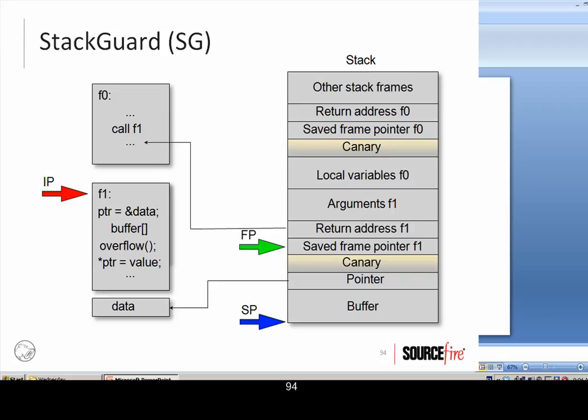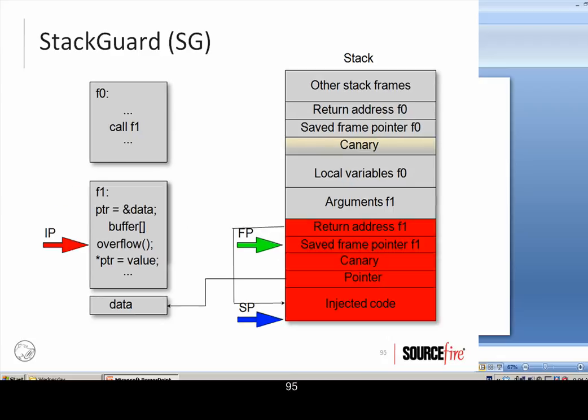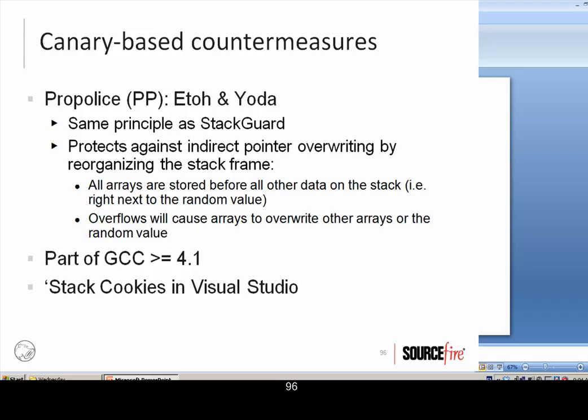So we saw earlier indirect pointer overwriting, because we couldn't overwrite the saved frame pointer in this case. So this was actually the canary that we couldn't overwrite. To bypass this, what attackers did was overflow the buffer, overflow the pointer and make that point to the return address, and they bypassed it without overwriting the canary. So this was a problem. Propolice, which was an iteration by some people from IBM Research, had the same principle as StackGuard, but what they did was they reordered the stack frame.